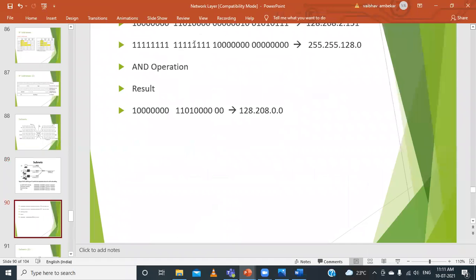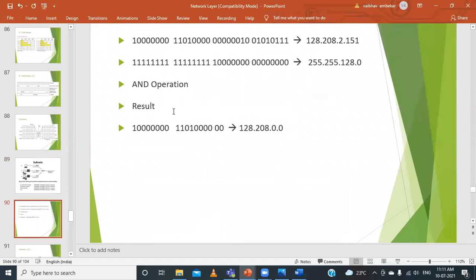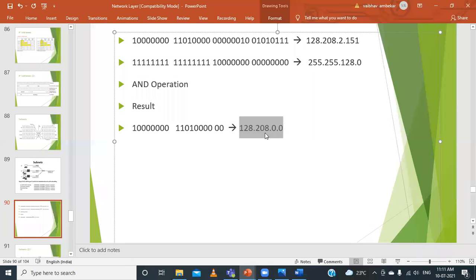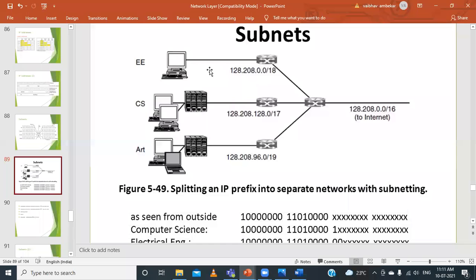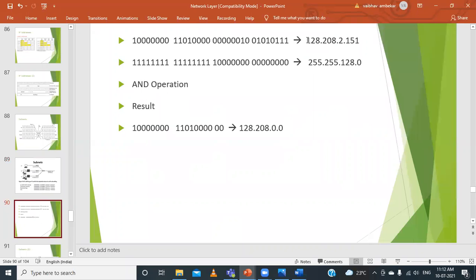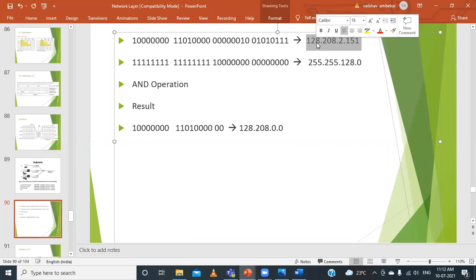So this will be converted into binary, and it will do the AND operation, and then it will match the prefix. Whatever prefix it matches, here it matches 128.208.0.0. So the packet will be sent to the electrical department. That means this particular IP address, 128.208.2.151, belongs to the electrical department, the E&D department. So like that, it will identify and send the packet to the respective destination machine.